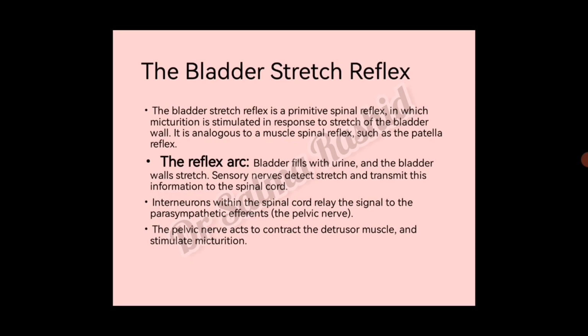Sensory nerves detect stretch and transmit this information to the spinal cord. Now, interneurons within the spinal cord relay the signals to the parasympathetic efferent, the pelvic nerve. The pelvic nerve acts to contract the detrusor muscle and stimulate micturition.